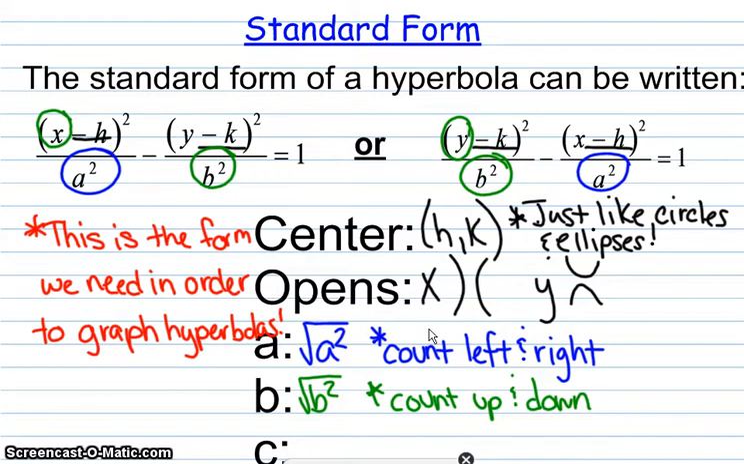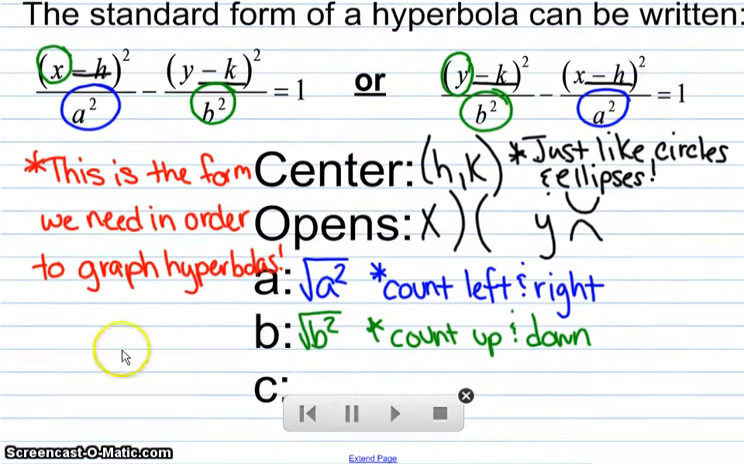Now our foci is where it's going to get a little bit weird. Now our foci, with ellipses, we would subtract them, big minus small. We're actually going to add them together. Add the two denominators together and then square root it. Because if you think, it goes out past the gray box. We don't want it to be smaller, we want it to be bigger. So we're going to put that plus sign.